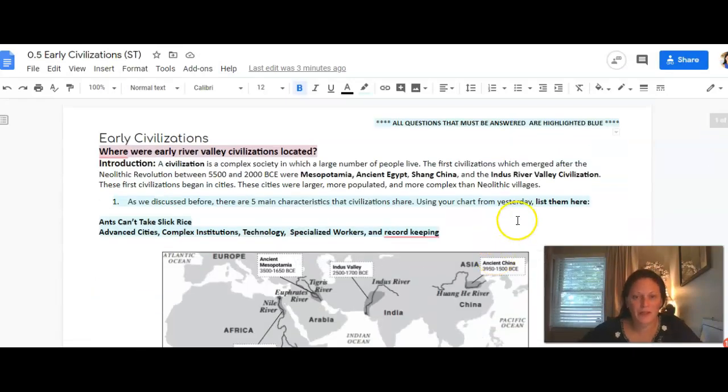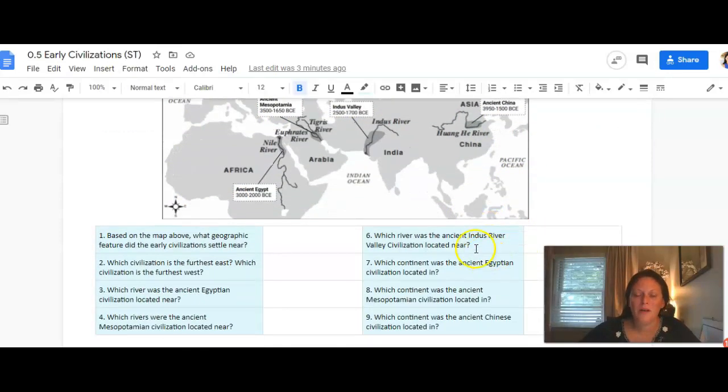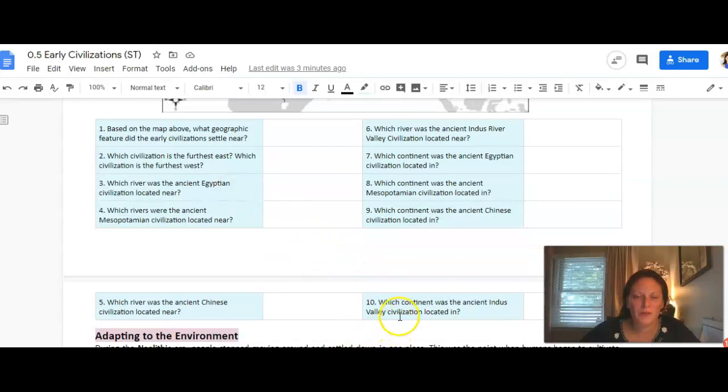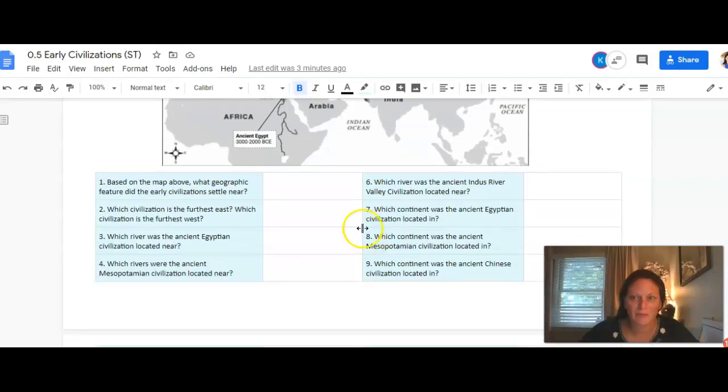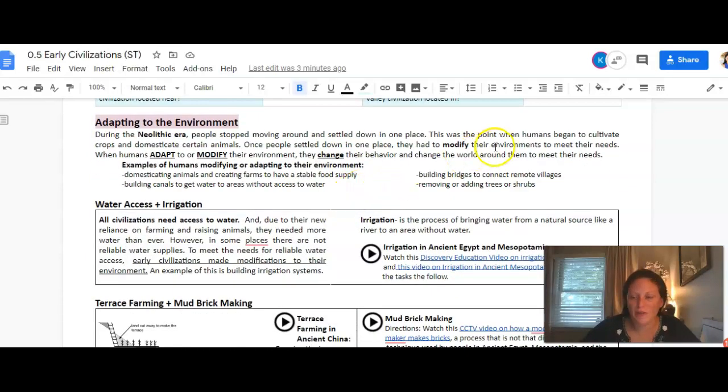Okay, so the next section of this activity came directly from this map. So all of the questions 1 through 10 came directly from this map. Let me know if you have any questions on those. And then the next section that you should have been able to have completed during class was to watch these 3 videos. So remember that during the Neolithic era, remember Neo means new. During that era, people stopped being nomadic. They stopped wandering and roaming and following migration patterns in order to find their food and water.